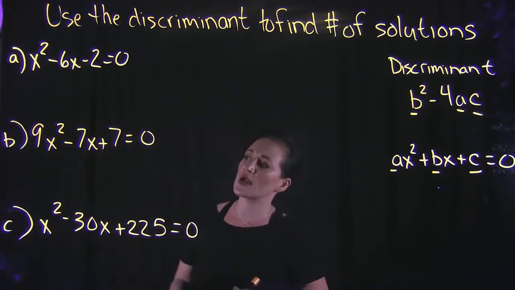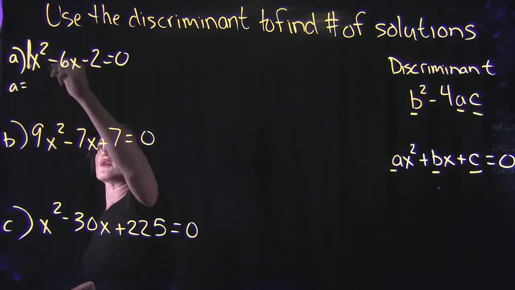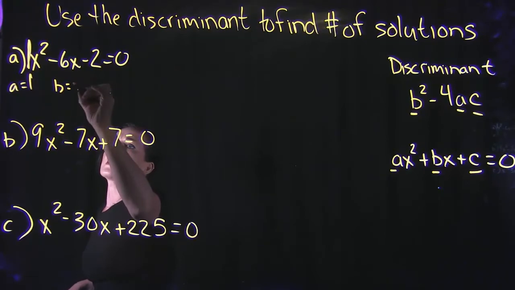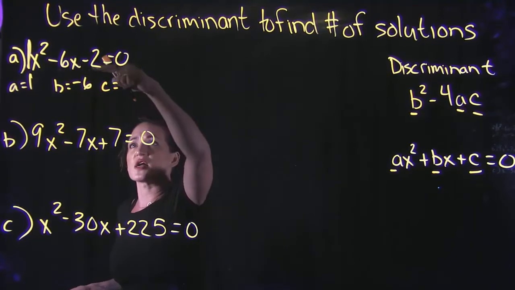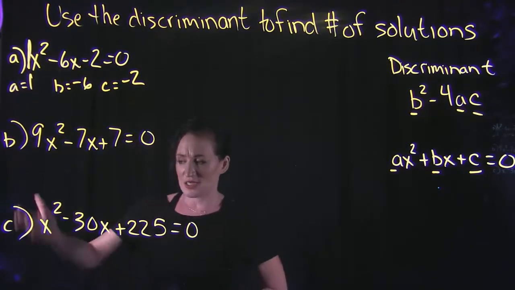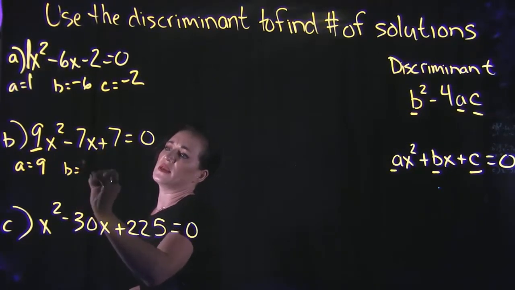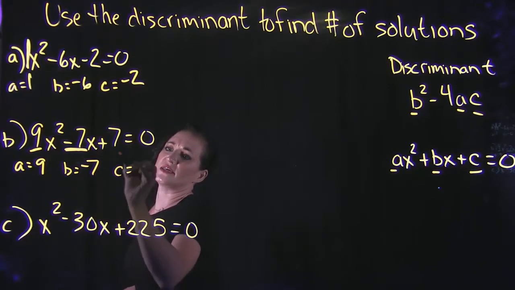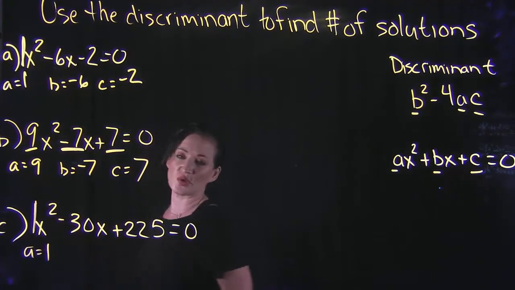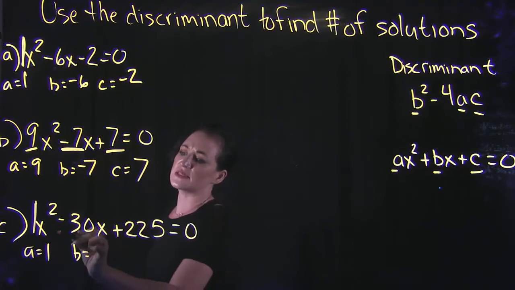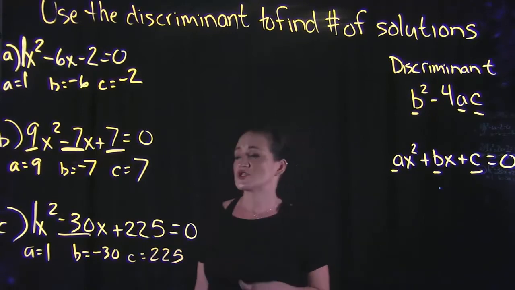Going through these real quick, I'm going to go through all 3 of them, and we're going to label a, b, and c. For example A, a is in front of x squared. That is a 1. b is in front of x. That is a negative 6. Keep in mind the sign does go with it. And c is your constant over here, which is a minus 2. Let's do this for B and C as well. For B, a is 9, b is negative 7, c is a positive 7. And again with C, a is 1. Remember, it's always 1 if there's not a number there. b is negative 30, and c is 225.